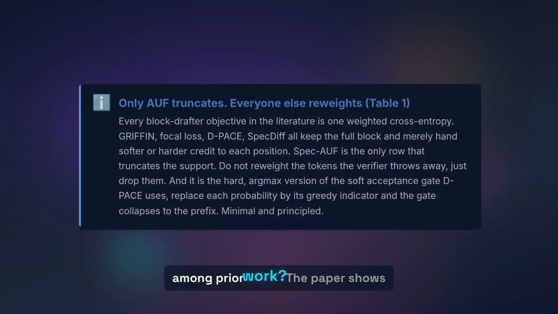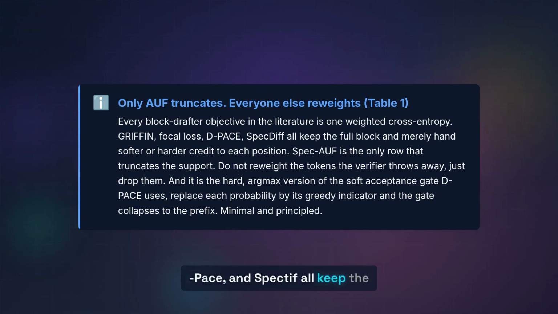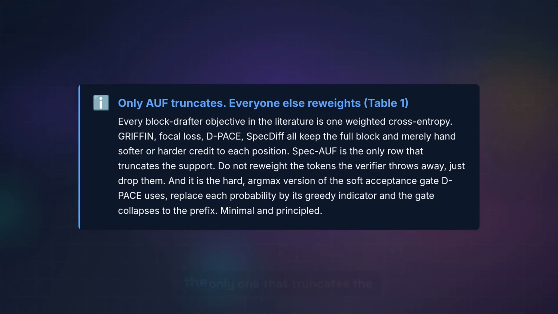Where does this sit among prior work? The paper shows that every block drafter training objective in the literature is one-weighted cross-entropy, differing only in the per-position credit they hand out. Methods like Griffin, focal loss, DPACE, and SpecDiff all keep the full block and merely reweight it, handing softer or harder credit to each position. SpecAuf is the only one that truncates the support. It says, do not reweight the tokens the verifier throws away, just drop them.